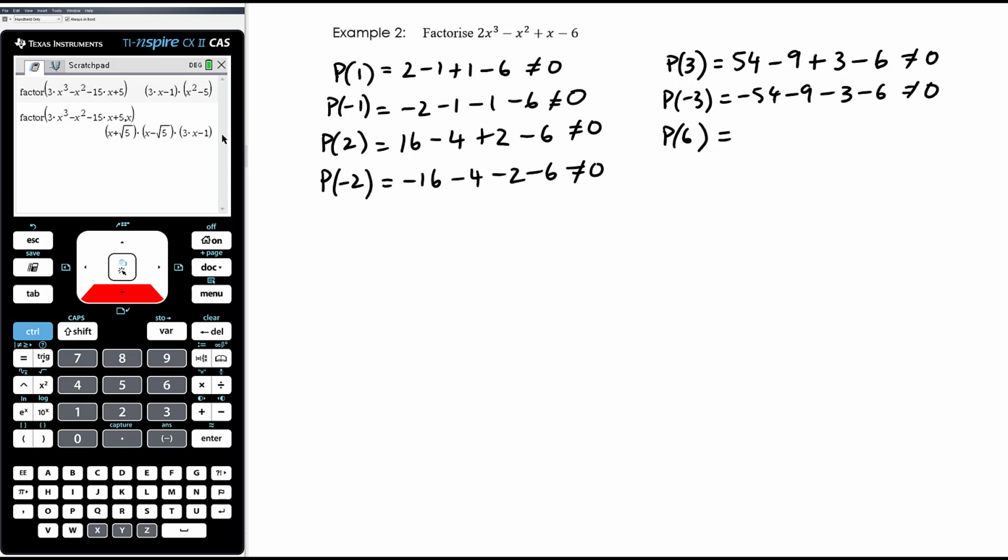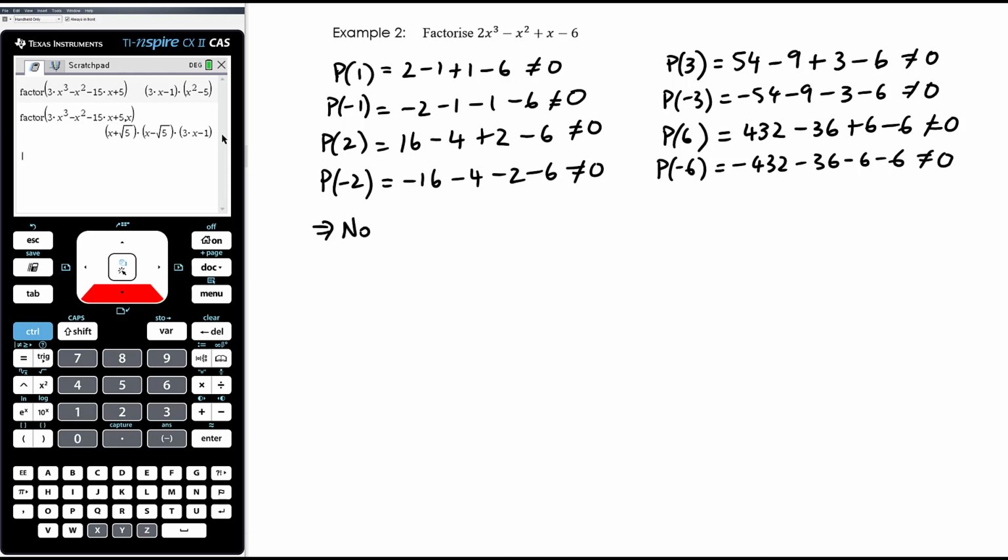P of 6, some big numbers here, 6 cubed is 216, times 2 is 432, minus 36. I think nothing's going to balance out that 432, the number's just too big, minus 36 plus 6 minus 6. Okay, so definitely not 0. And then P of negative 6, they'd be all the same values but negative, so also not going to be 0. Okay, so this tells us we have no factor of the form x minus k, where k is an integer.